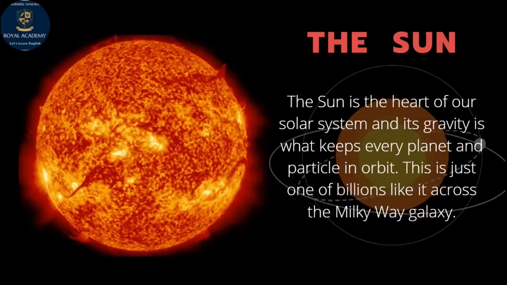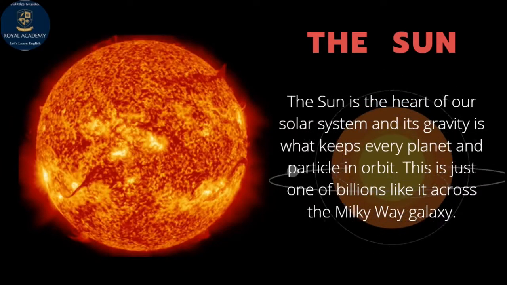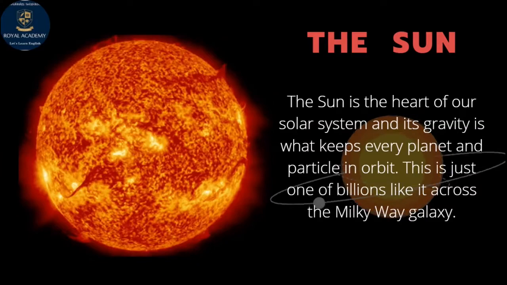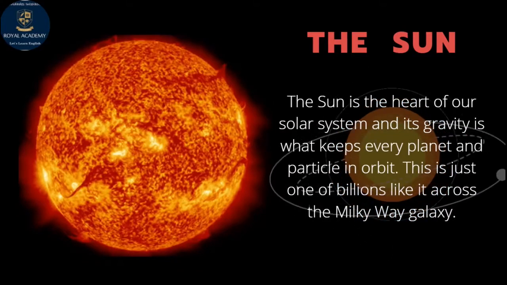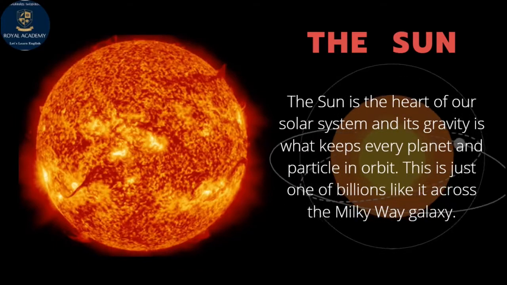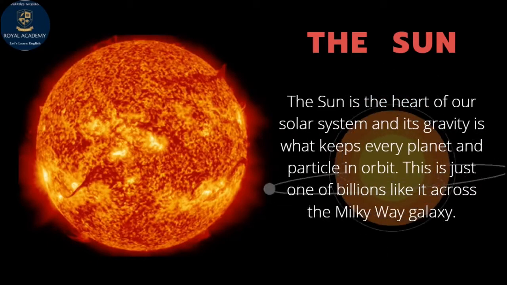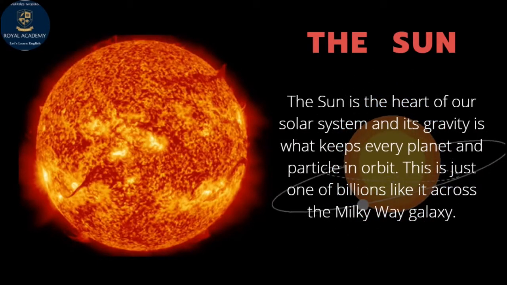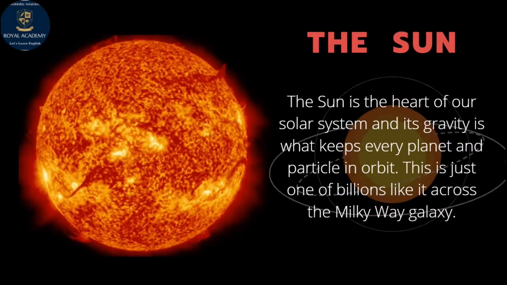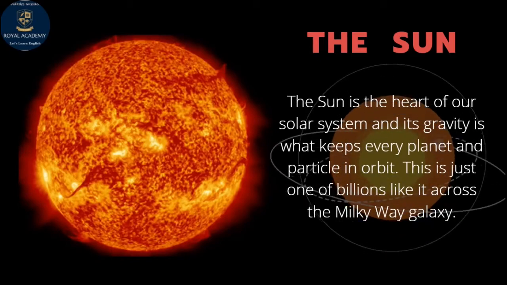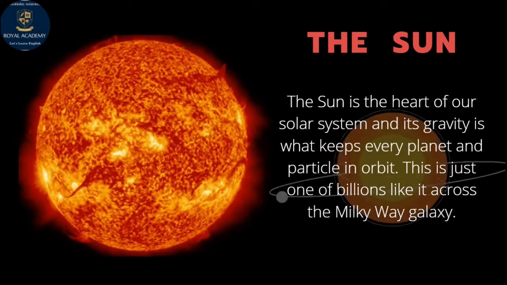The Sun. The Sun is the heart of our solar system, and its gravity is what keeps every planet and particle in orbit. This is just one of billions of stars across the Milky Way galaxy. Es el corazón de nuestro sistema solar, y su gravedad mantiene a todo planeta en órbita. Dice que esta es una de las billones que hay alrededor de la Vía Láctea, de la galaxia. Interesting. Continue.